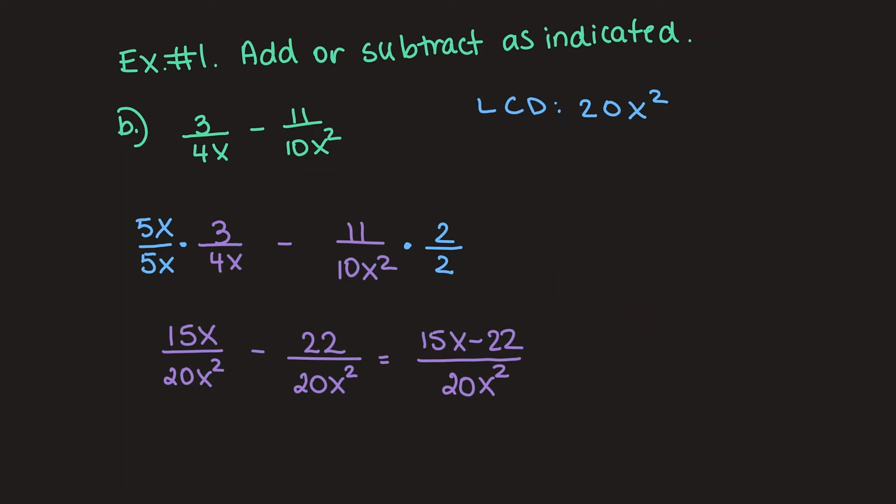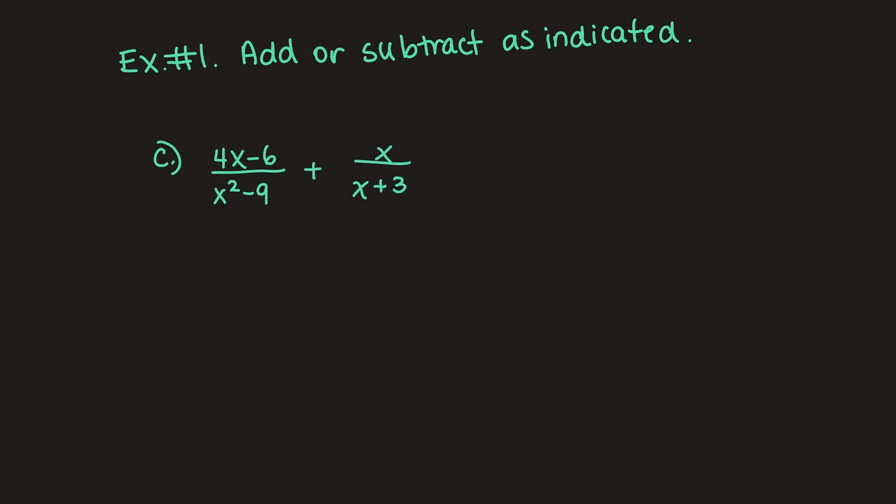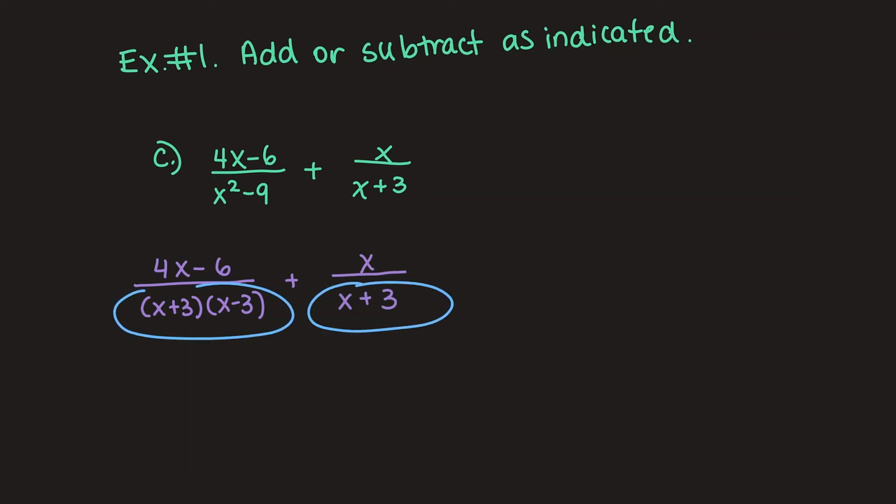Therefore, this will be our answer. For the next example, we will first need to write the denominators in factored form. We actually factor this denominator as x plus 3 times x minus 3, since this is a difference of 2 squares. And since these denominators are not the same, we will need to find the LCD.